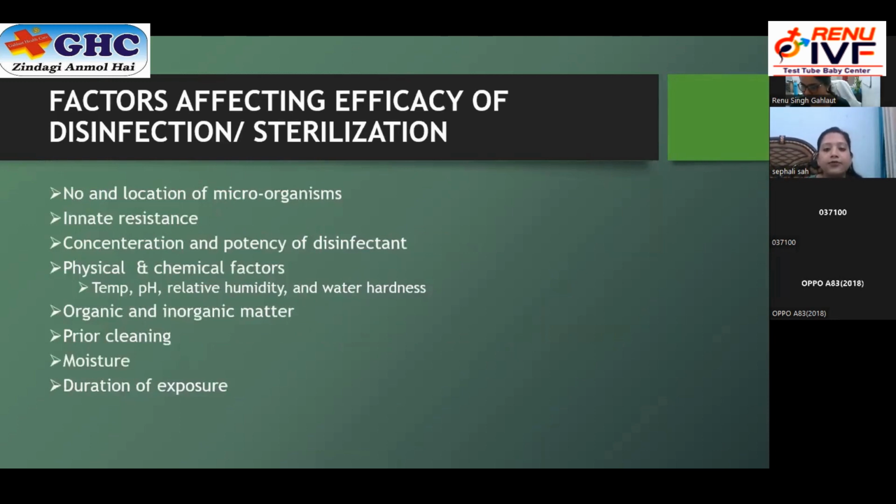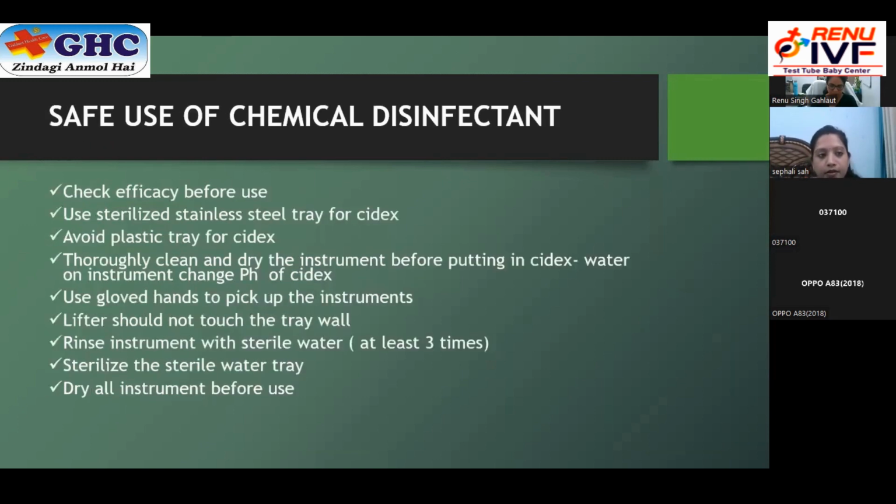Now, the factors affecting the efficacy of disinfection and sterilization are the number and location of microorganisms, innate resistance of microorganisms, concentration and potency of the disinfectant, physical and chemical factors of the disinfectant, then organic and inorganic matter, prior cleaning, moisture, and duration of exposure.